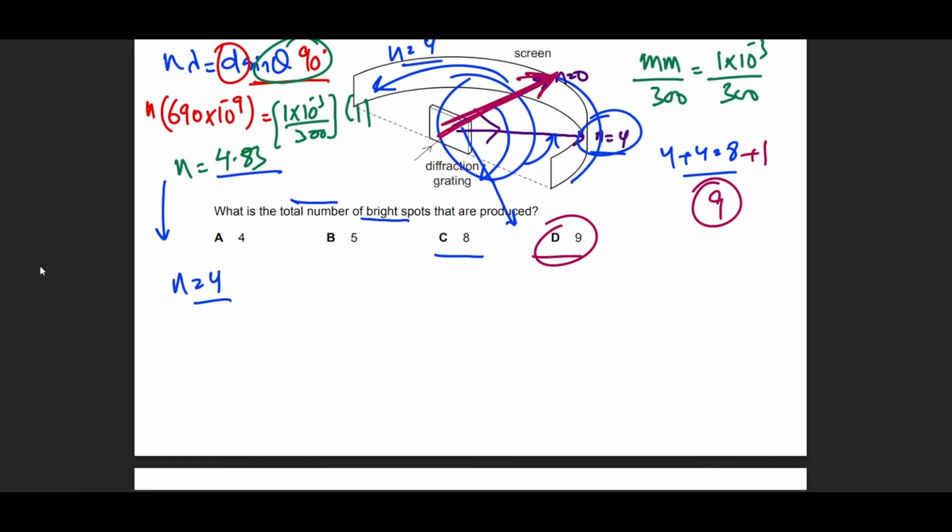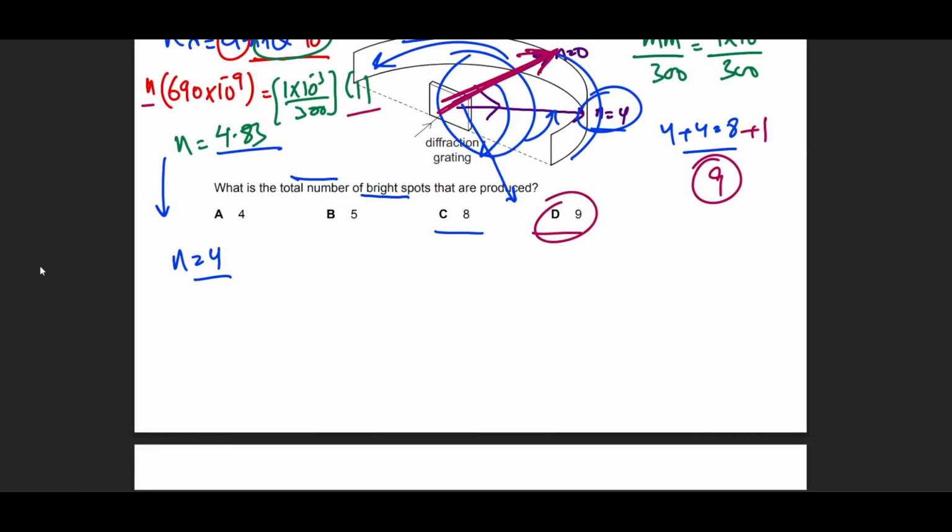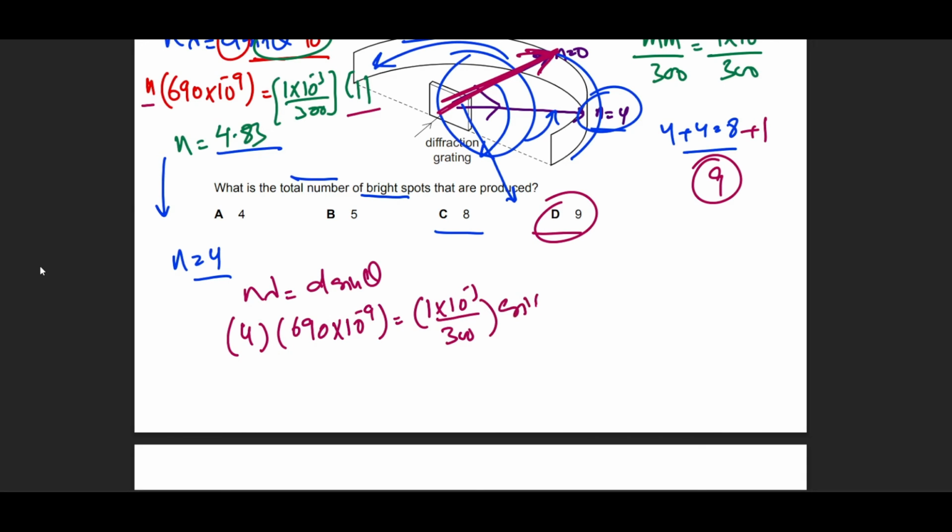What you can do as an exercise is choose n equals 4 and calculate sine theta. So n lambda equals d sine theta. This is going to be 4. This is going to be 690 into 10 raised to power minus 9. This is going to be 1 into 10 raised to power minus 3 divided by 300. And this is going to be sine theta.